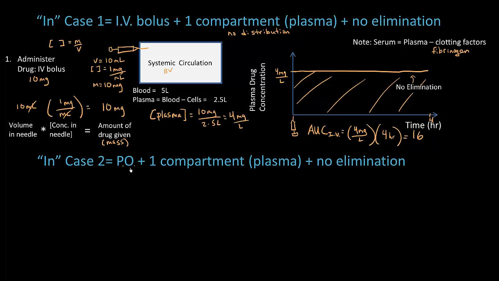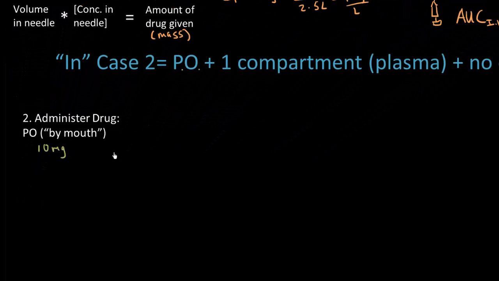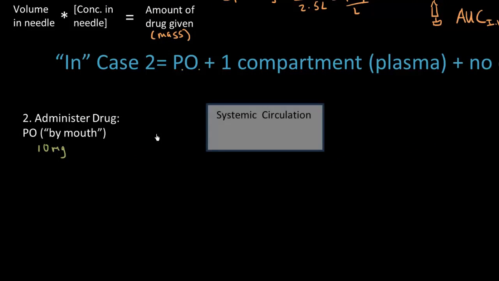Os means mouth or opening, like the cervical os. And so another way you can think of this is per oral, or by mouth. It's still going into one compartment, no distribution, and again we assume no elimination. So we start off by administering this drug. We give 10 milligrams by mouth, and we want to get this drug into our systemic circulation.